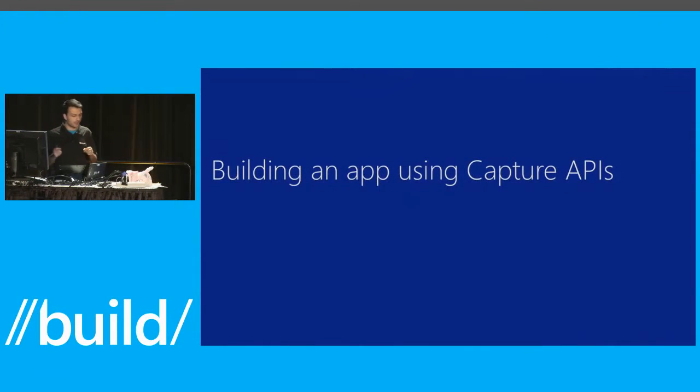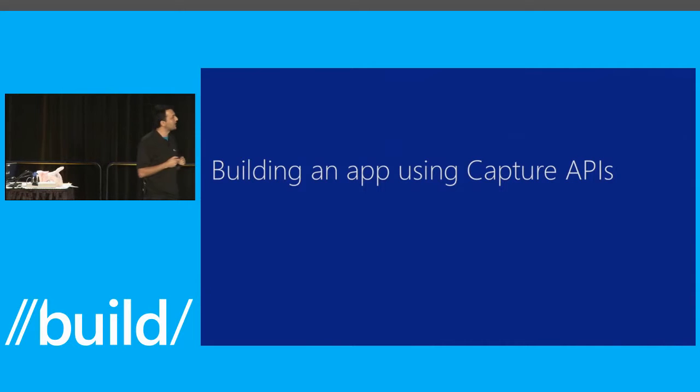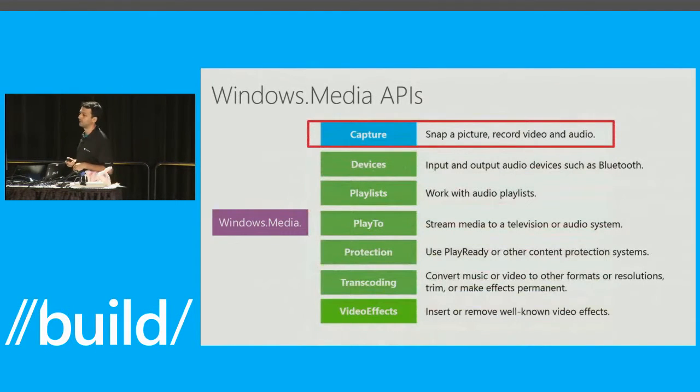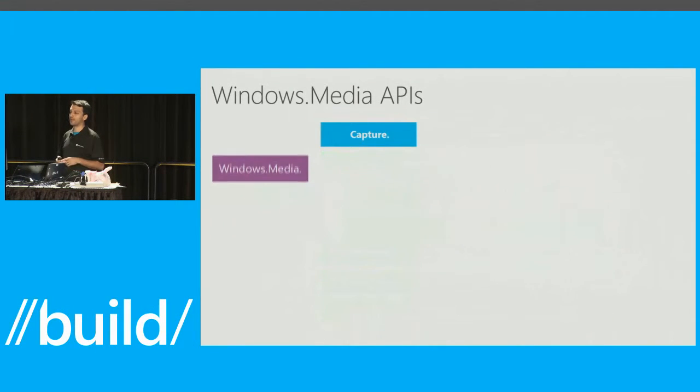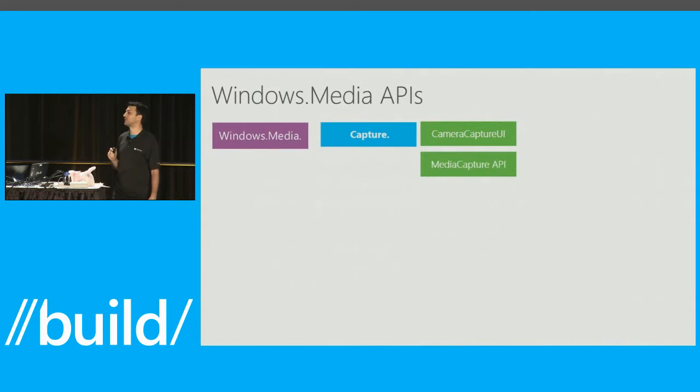Now, let's take a step back and talk about the media capture APIs. This is a quick introduction to our APIs in the namespace. Capture APIs are part of the Windows.Media namespace. Underneath, it's called Capture. We have two sets of APIs: CameraCaptureUI and MediaCapture API.